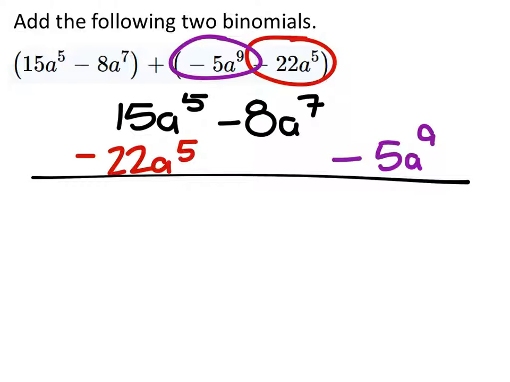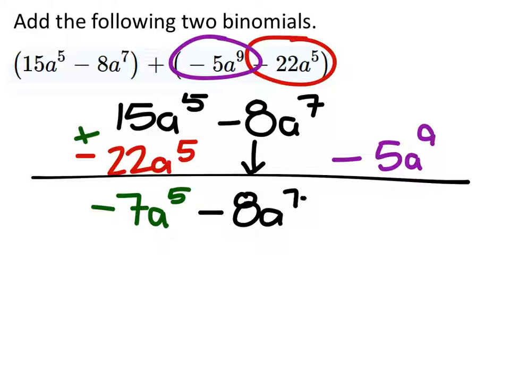Now when I combine these, I'm going to add them together. So I've got 15a to the 5th plus negative 22a to the 5th, which leaves me with negative 7a to the 5th. Now this negative 8a to the 7th has nothing to combine with, so it just remains negative 8a to the 7th. And also the negative 5a to the 9th has nothing to combine with, so it stays as well.